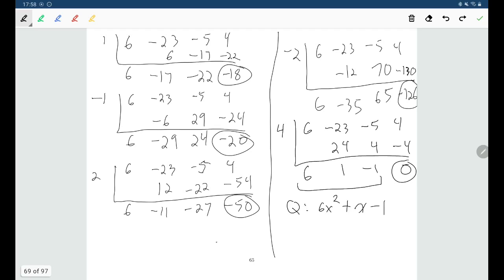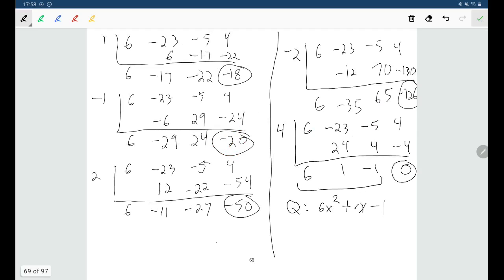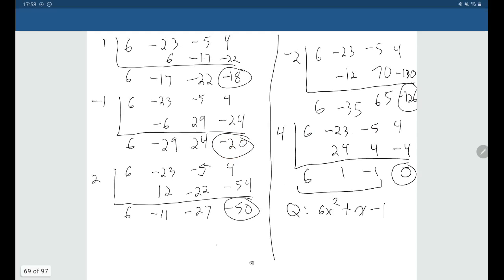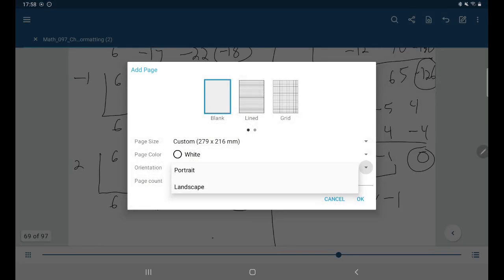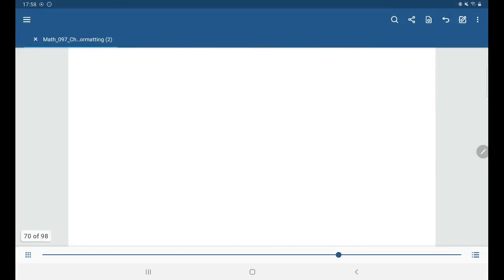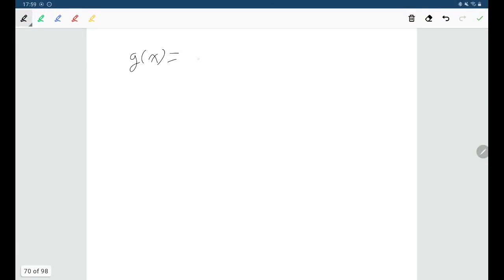So that means that for our polynomial that we started with, which is g of x, this cubic polynomial, we can now say that g of x is factored as x minus 4 times what's left over, and what's left over was 6x squared plus x minus 1.